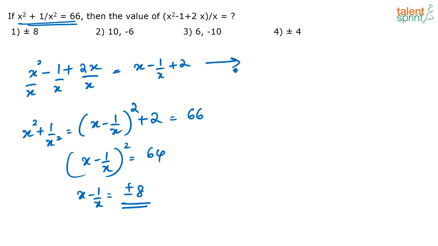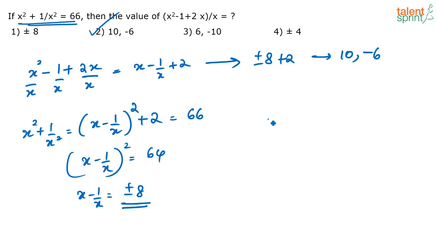So what is the value that I have to find out? I have to find out what is x minus 1 by x plus 2, that is plus or minus 8 plus 2. So either it can be 10 or it can be minus 6. Yes, 8 plus 2, 10, minus 8 plus 2, minus 6. So the possibilities here are option 2, that is 10 comma minus 6.